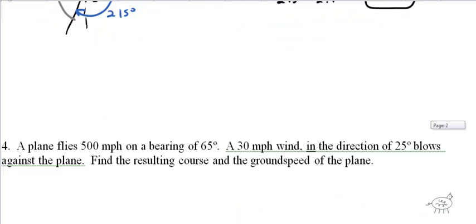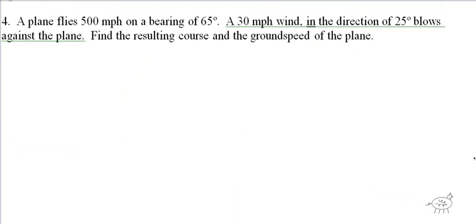All right, so let's do our last problem here. It's another airplane problem because I think they're just the more challenging of the two. And this problem is just a little different as well. So a plane flies 500 miles an hour on a bearing of 65 degrees. So let's do that.